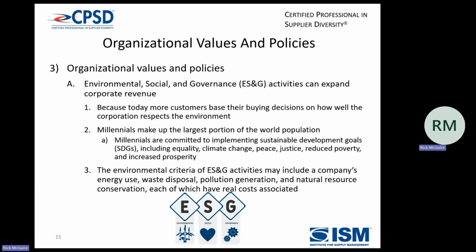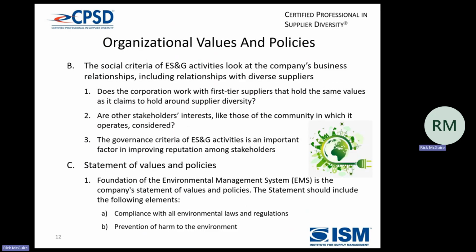The environmental criteria of ESG may include a company's energy use, waste disposal, pollution generation, natural resource conservation, each of which have real costs associated. Social criteria of ESG activities look at companies' business relationships, including relationships with diverse suppliers. Does the corporation work with first-tier suppliers that hold the same values as it? Are the stakeholders' interests like those of the community in which it operates? Governance criteria of ESG activities is an important factor in improving the reputation among stakeholders.